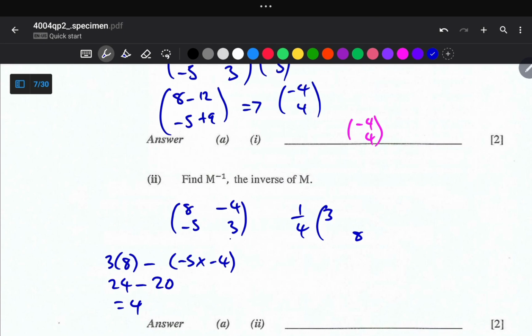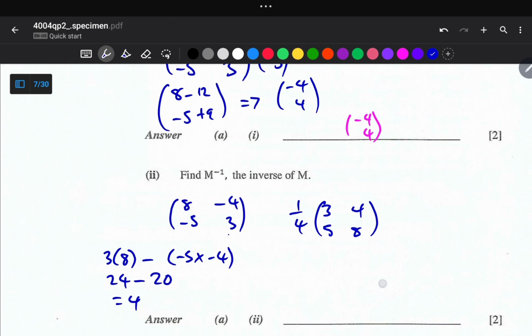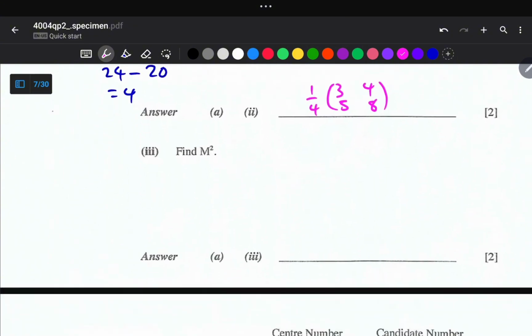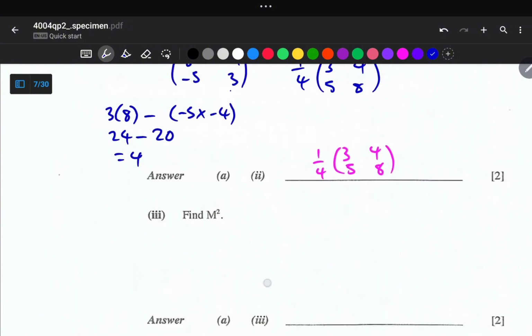And then multiply negative 5 and negative 4 by negative 1. So if we multiply negative 4 by negative 1, it gives us 4, and then negative 5 by negative 1, it gives us 5. So this is our inverse of matrix M, 1 over 4, 3, 5, 4, 8. Okay. And then the next part says find the M squared.